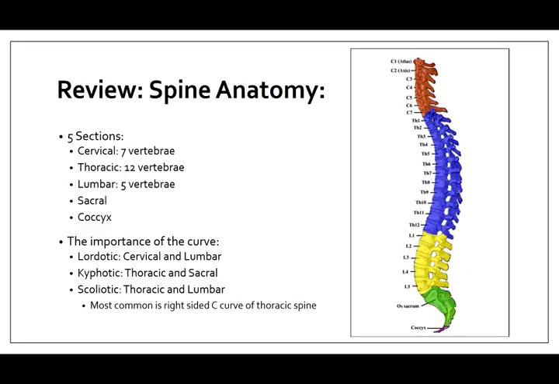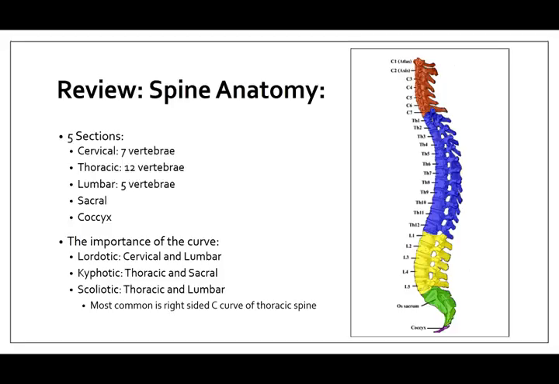I don't want you guys to forget about the importance of the curve. Each curve in the spine serves its own purpose, and there are 2 lordotic curves, which are the cervical and lumbar, and 2 kyphotic, which are the thoracic and sacral. There can also be scoliotic curves, which can be seen in the thoracic and lumbar, and actually in the cervical spine as well. It's just commonly referred to as torticollis rather than scoliosis. When you get into your pediatrics class, you'll learn a lot more about torticollis, and I encourage you to look it up now as supplemental research.